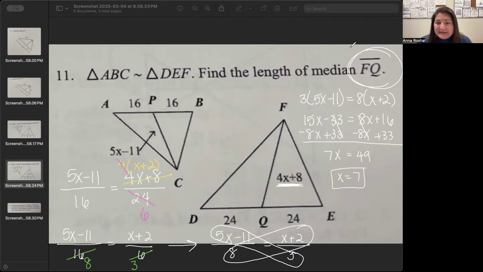That's not my final answer because we're looking for the median, FQ. So we're going to go in and we're going to say 4 times 7 plus 8. So this is 28 plus 8 is 36. And so my FQ, the distance of FQ, is going to be 36 units.